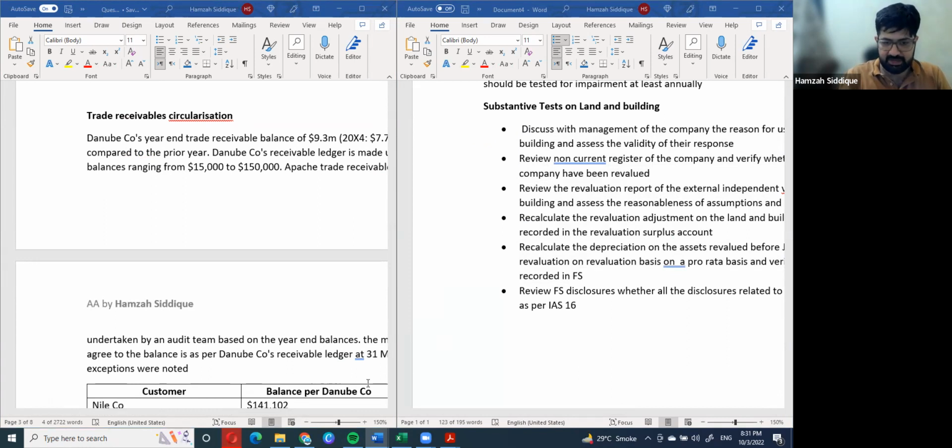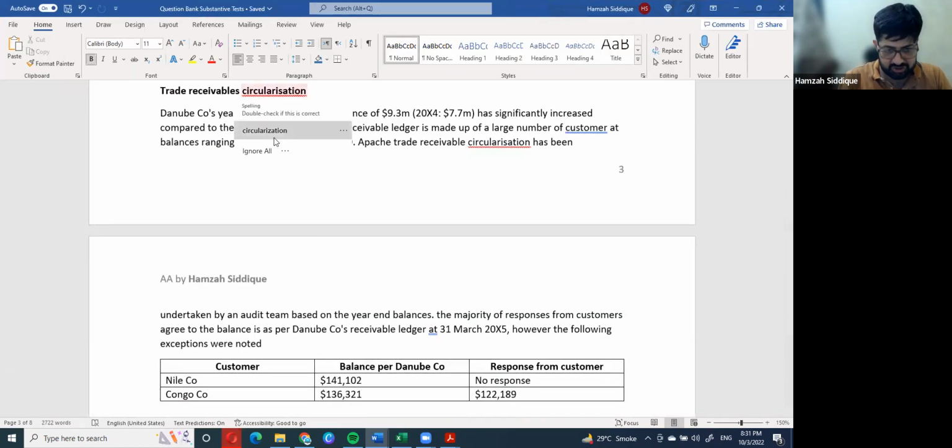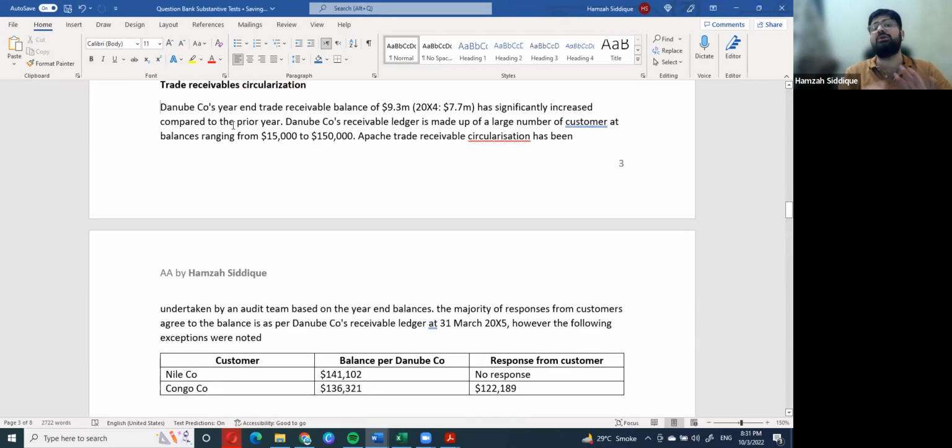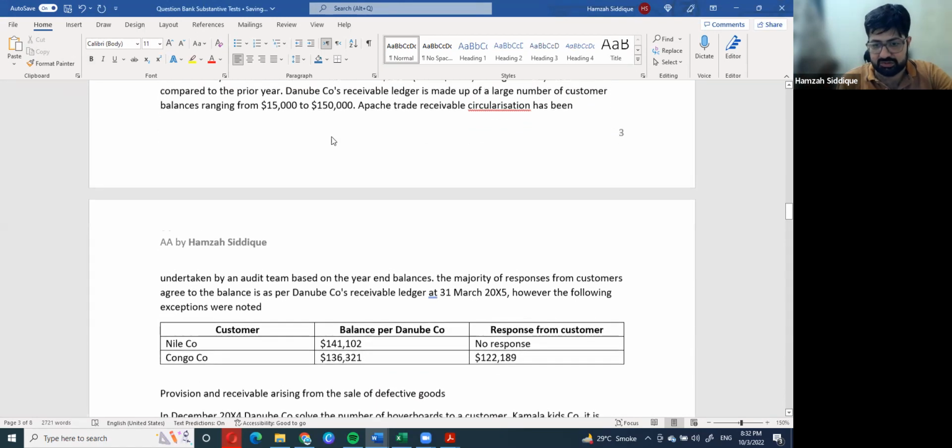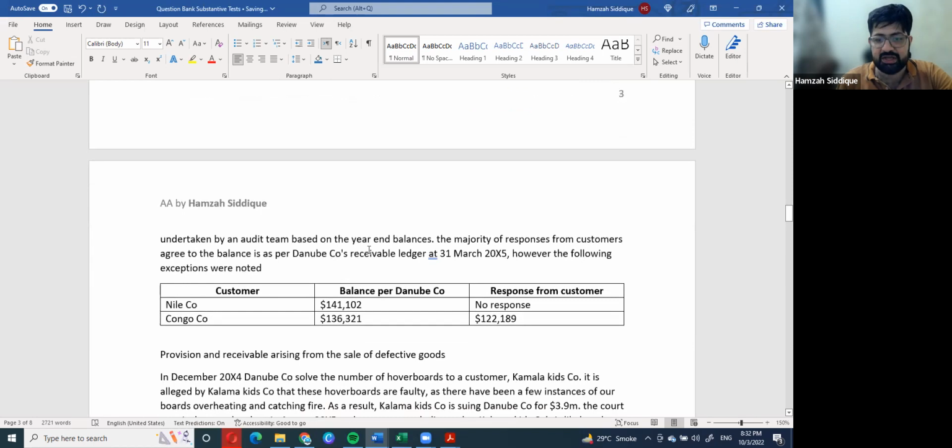Right. Now, the next is trade receivable circularization. Now, this is a very easy question, I'm telling you. This is not about that type of procedures here. So, D company's year-end trade receivable balance has significantly increased compared to the previous year. D company's receivable ledger is made up of a large number of customers, with balances ranging from 15,000 to 150,000. Circularization has been undertaken by the team on the year-end balances. The majority of responses from the customers agree to the balance at 31st. How do the following differ?